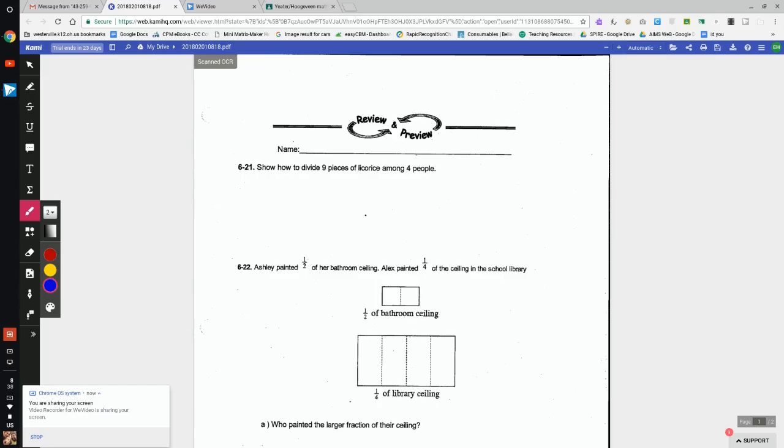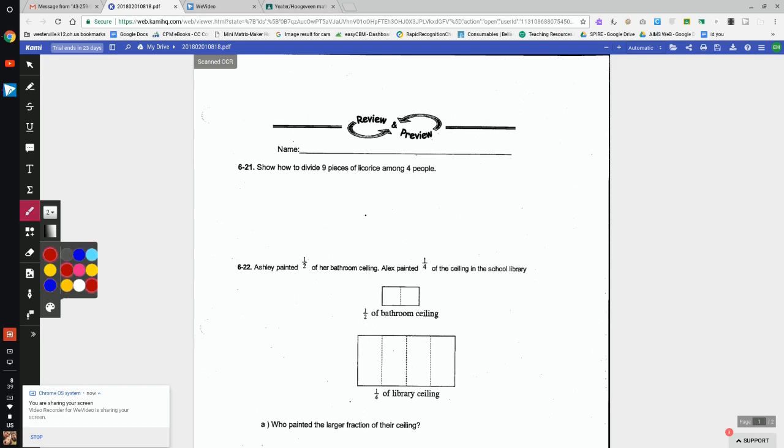Okay, getting started on tonight's homework. We got question 621. Something similar we've been doing in class this week when we were dividing up the licorice. We even shared posters to the class, so nothing's really changed from this problem. There's no really right or wrong way to show how to divide the 9 pieces, but if you want to show a picture, that'd be great.